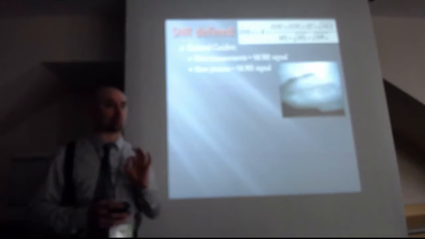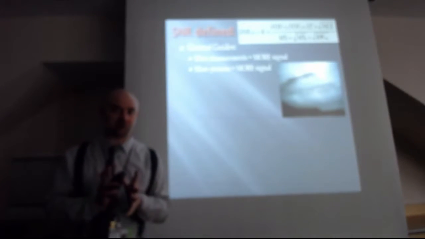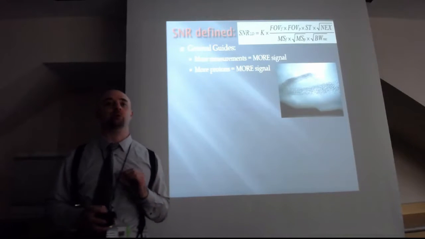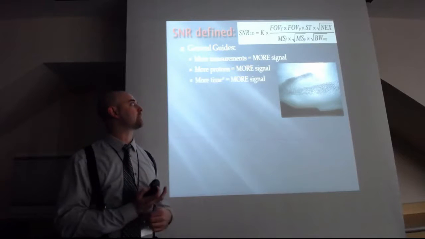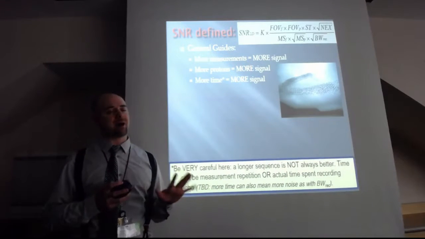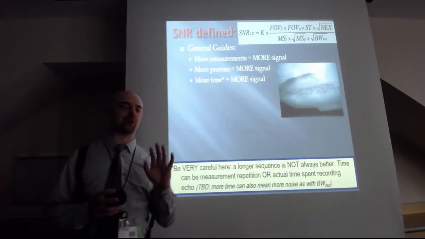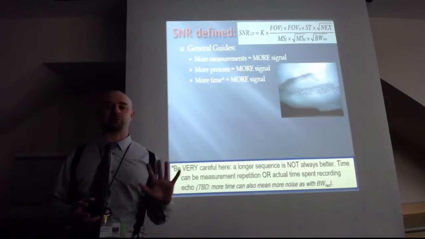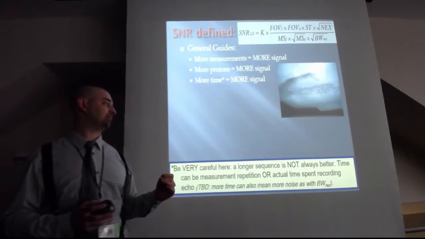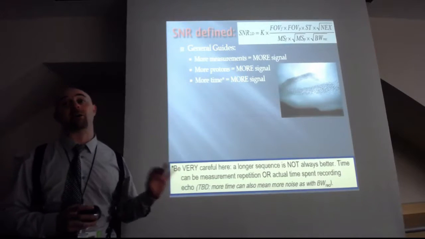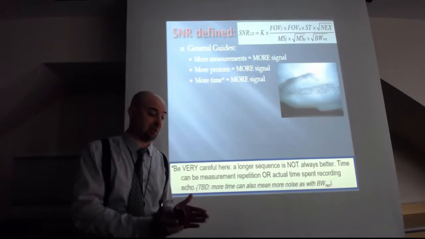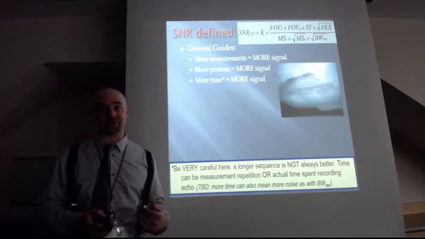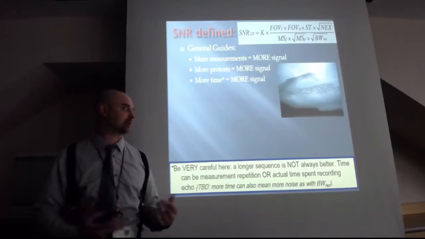Remember that. The more protons you include when you're imaging, the more signal you have to be measured. More time kind of equals more signal. Now, you've got to be careful when you think about this because it can work against you too. A longer sequence is not always better. In general, say a spin echo gives you a lot more signal than a fast gradient echo will. But that's a very complex statement, and there's a million and one reasons for that.